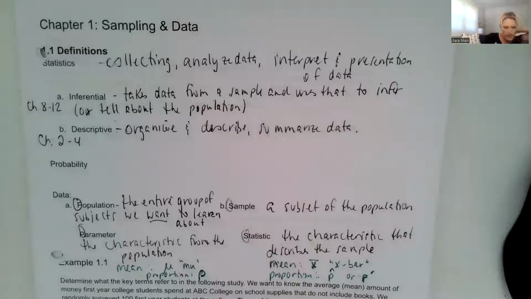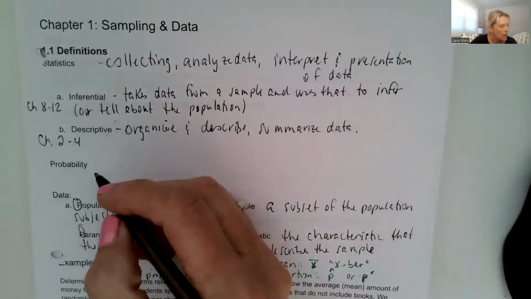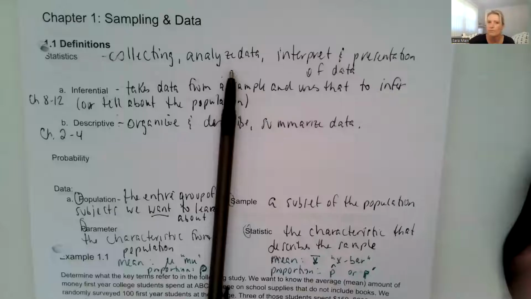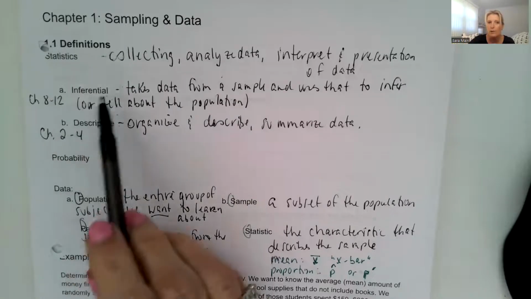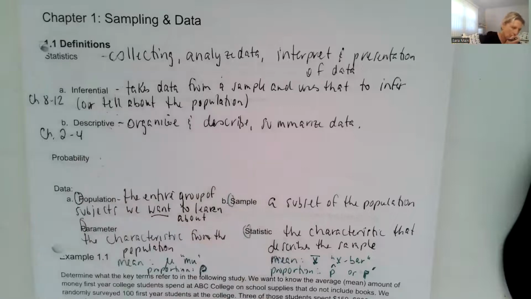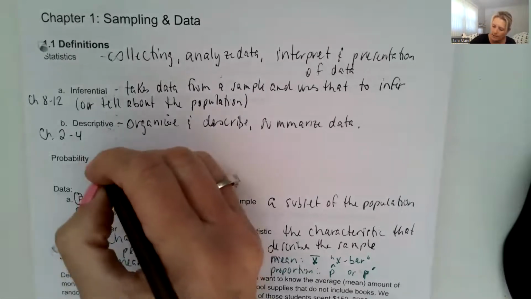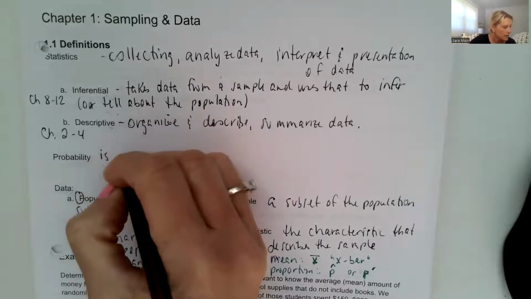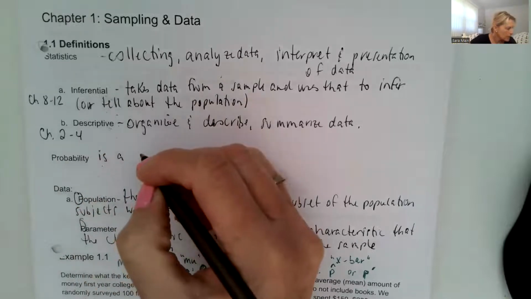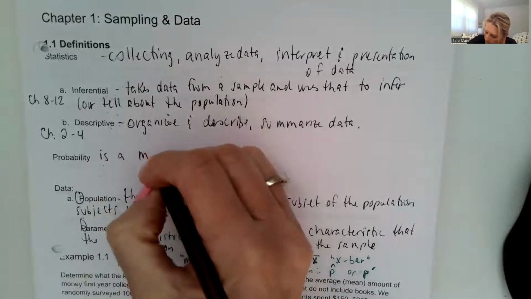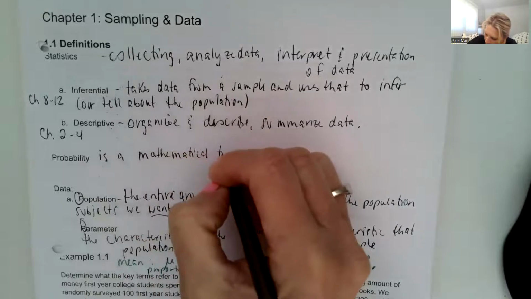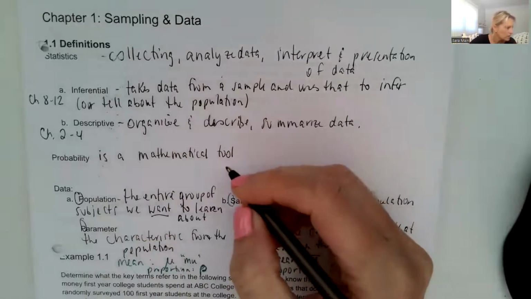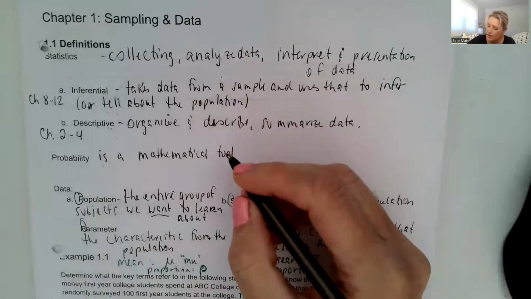So we're also going to be talking about probability this semester. And probability does have a lot to do with descriptive statistics, but also probability helps us to use inferential statistics. And we're going to go by a definition of probability as a mathematical tool used to study randomness.